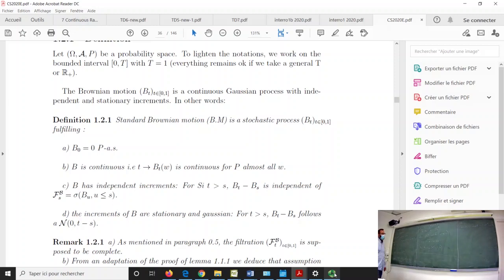And keep in mind also that, from what we have seen together in chapter 0, all the filtrations we are going to work with are complete, meaning that they all contain the negligible sets. In such a way that typically, if I have X that is Ft measurable, and Y that is equal to X almost surely, I want Y to be Ft measurable also. And this is possible, it's a proof we have done together, if I suppose my filtration to be complete. So I will always suppose that I have a complete filtration.